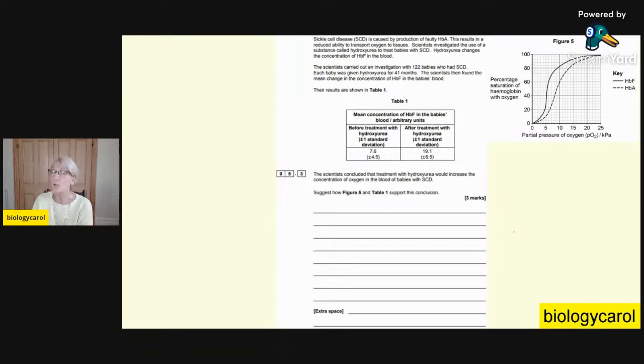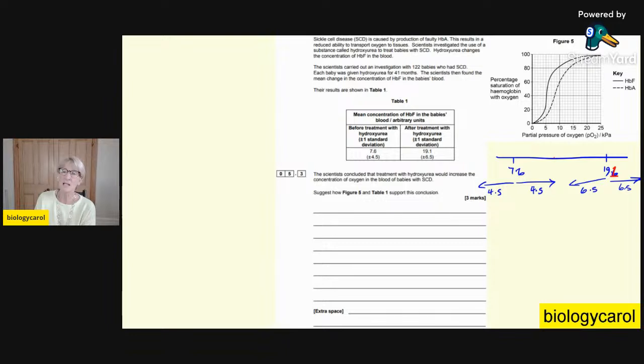So I started with Table 1. So notice that in effect I've written a really rough number line for the two means, 7.6 and I should have put 19.1. And I've put in the standard deviations here. Now, to see whether these standard deviations overlap, we clearly have to take 6.5 from 19.1 and add 4.5 to 7.6. And here are the numbers that you get. There is no overlap. There is clear blue water between 12.1 and 12.6. Not much, but there is.